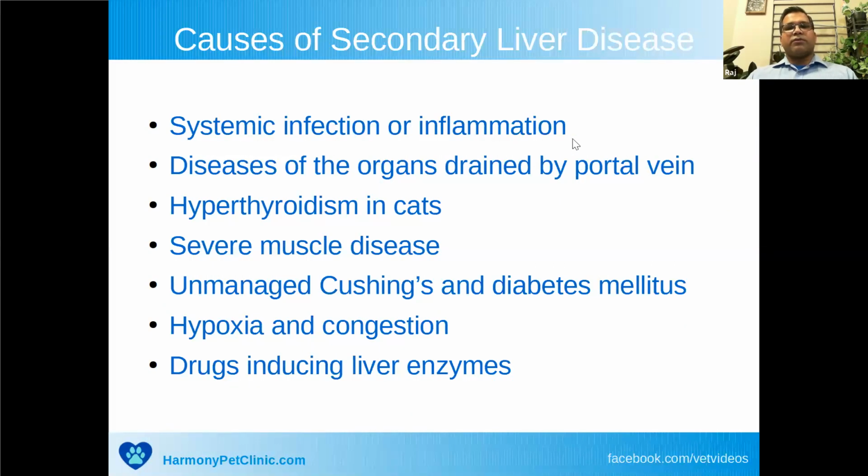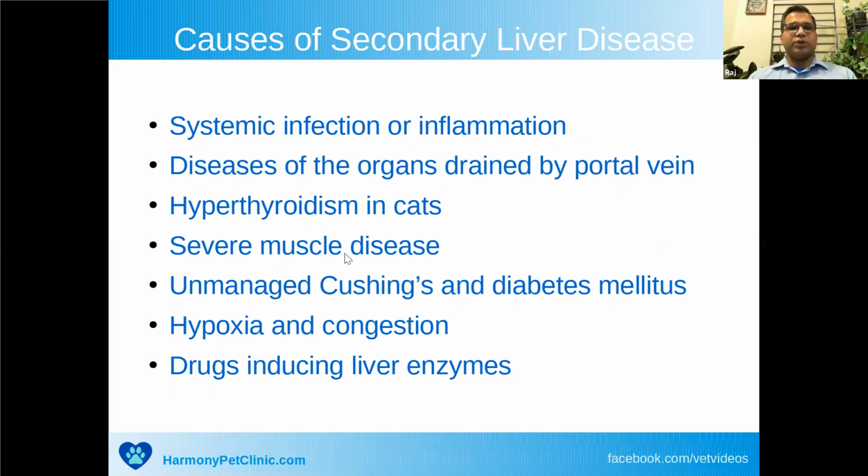Some of the causes of secondary liver disease: any systemic inflammation or infection can affect the liver. Liver enzymes, liver values can be increased with these infections. Diseases of the organs drained by the portal vein, mainly the gut and intestine, pancreas and spleen, are drained by the portal vein. The portal vein carries blood from these organs to the liver. That's the functional blood supply for the liver, and so any disease of these organs can also affect the liver.